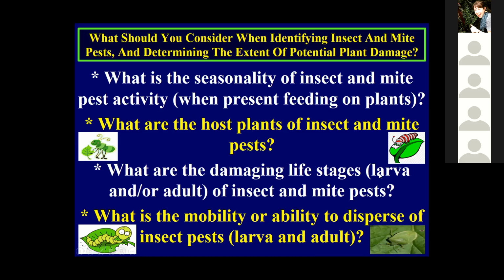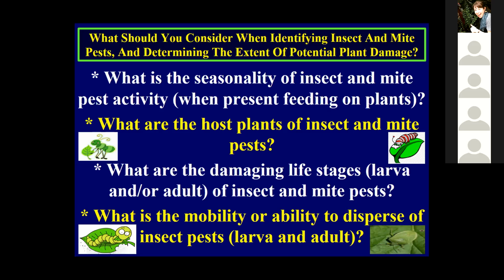What are the damaging life stages? Well, not all the life stages of an insect and mite pest are damaging. The larvae and or adults. In addition, some of the life stages are in the soil, like Japanese beetle. We'll talk about that. So sometimes the larvae or caterpillars are damaging, but the adults are not. Example, bagworms. The bagworm larva or caterpillar are the damaging life stage. The adult males and females are not the damaging life stage.